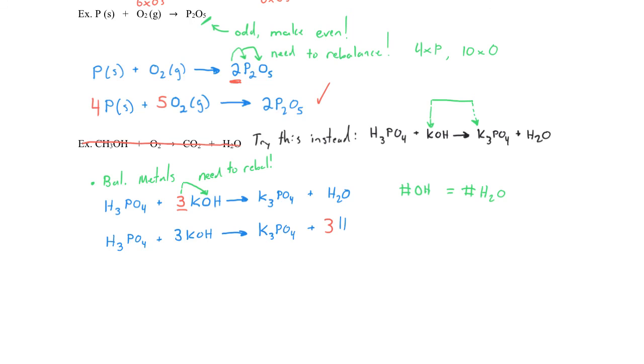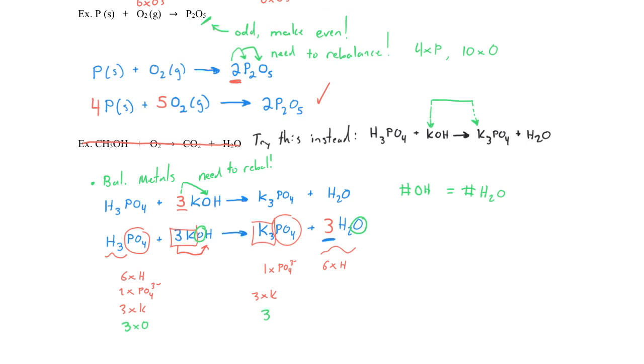so that water balances with hydroxide. Okay, now that we have that balanced, let's do a check and see if there's anything else that we can balance. The first thing I'm going to do is add up all the hydrogen atoms, and we see there are 6 on the left and 6 on the right. I'm going to make sure the phosphate is balanced, so we see there's 1 on the left and 1 on the right. And finally, I'm going to check to make sure potassium is balanced. It should be, since we did that first. So we have 3 on the left and 3 on the right. And we see basically we're good. The oxygen atoms, if we add those up, there's 3 on the left, 3 on the right. So yeah, this is good.